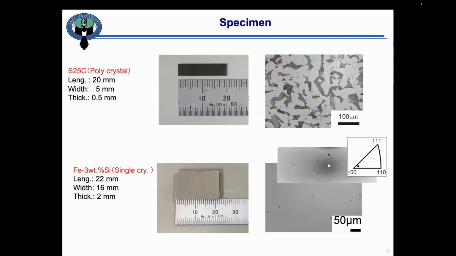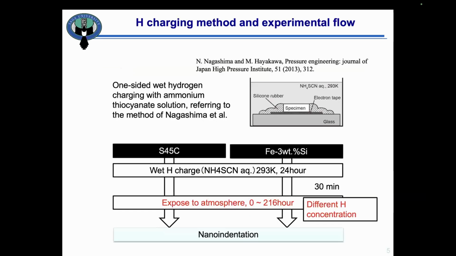So these are my specimens. The upper one is S45C, a polycrystalline low carbon steel. The lower one is an iron silicon single crystal material. Those two materials of ferritic phase were used for the experiment.